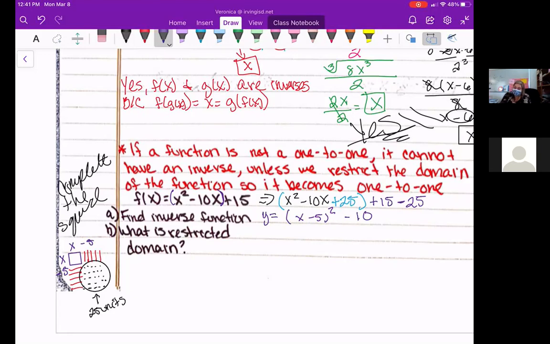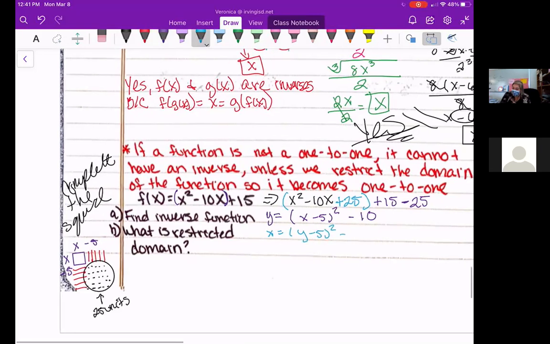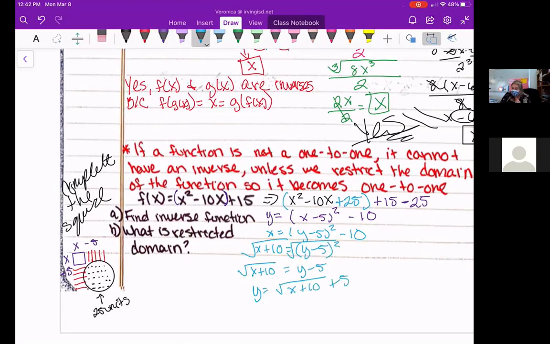So now we can do the same thing that we would do before. x equals (y minus 5) squared minus 10. And then solve for y. So add 10 to both sides. x plus 10 equals (y minus 5) squared. Square root. So we would have the square root of x plus 10 equals y minus 5. And then add 5 to both sides. So y equals the square root of x plus 10, plus 5.